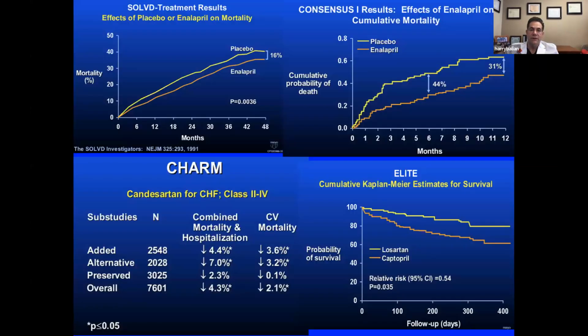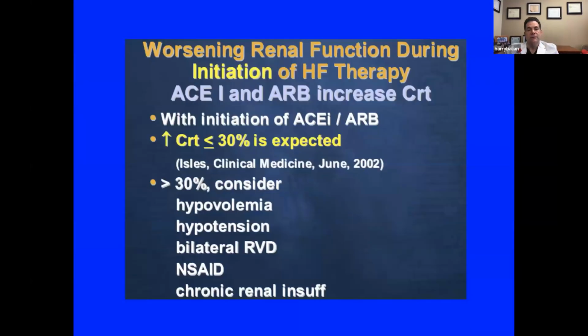The ELITE, CHARM, SOLVD, and CONSENSUS are some of the major trials looking at the benefit of ACE inhibitors versus placebo. And all 4 trials show a statistically significant reduction of mortality and also reduction in heart failure admissions. So again, ACE inhibitor is very important in the treatment and maintenance of heart failure and keeping patients out of the hospital. Regarding worsening renal dysfunction during initiation of heart failure therapy, it's a known fact that ACE inhibitors and ARBs can initially increase creatinine.